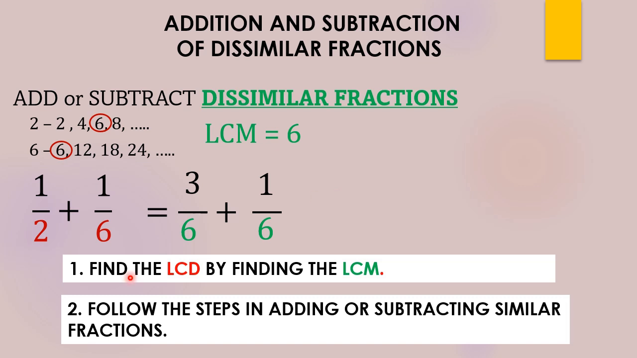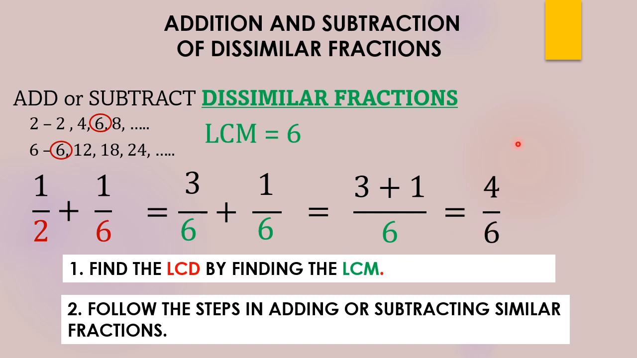And then so this is now addition of similar fractions. We can now follow the steps, which is our step number 2. Follow the steps in adding or subtracting similar fractions. So these are similar fractions. We can now add these two fractions. So copy the denominator, which is 6, and then add the numerator, 3 plus 1, 4/6.